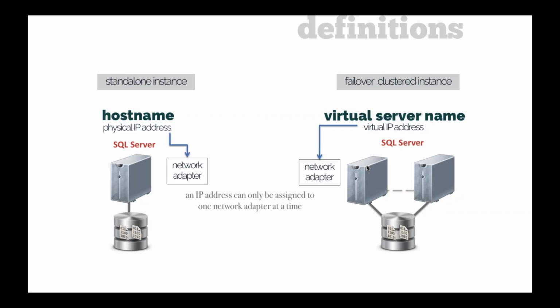Key point here: an IP address can only be assigned to one network adapter at a time. This is one of the reasons why, if the network identifies a duplicate IP address, you would see a prompt telling you there's a duplicate IP address in the network. A network adapter can have one or more IP addresses, but the fact still remains, an IP address can only be assigned to one network adapter at a time.